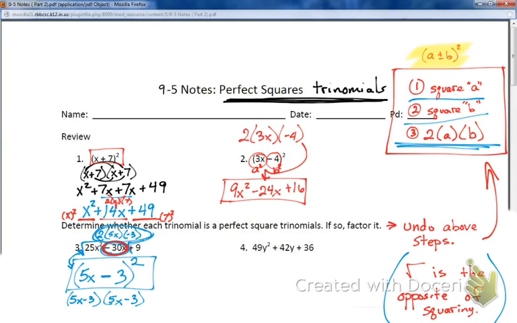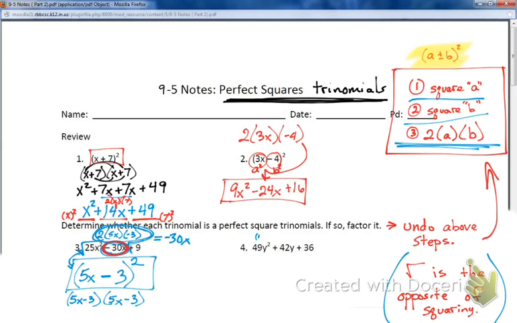Does 2 times 5x times negative 3 give you that negative 30x? And it does. So let's practice this one again one more time, since I didn't really mention that real well there at the beginning. So again, we're going to undo our steps.